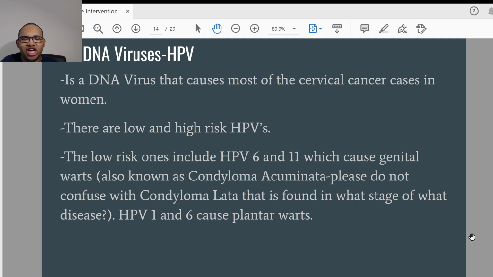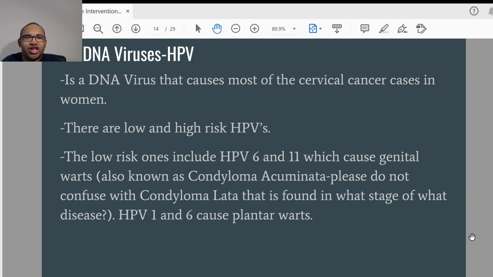Now, so HPV, right? That's another high yield DNA virus, causes cervical cancer, causes squamous cell cancer of the cervix. Remember, there are low risk and high risk HPVs, right? There's HPV 1 and 6 that tends to cause plantar warts. 6 and 11 causes genital warts. And then those in the teens and in the 30s, like 16, 18, those tend to cause cervical cancer, right?